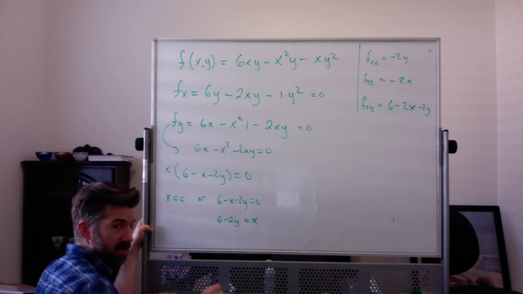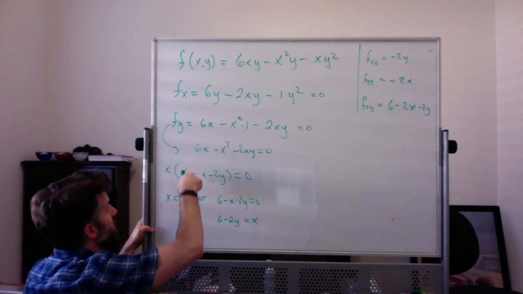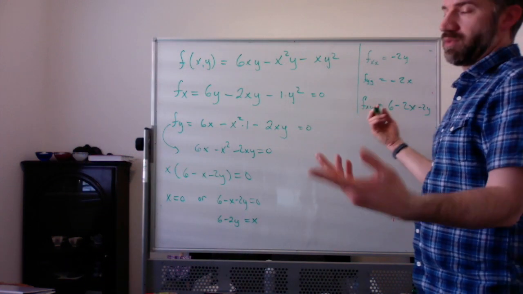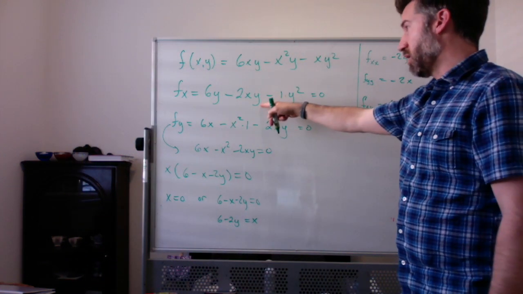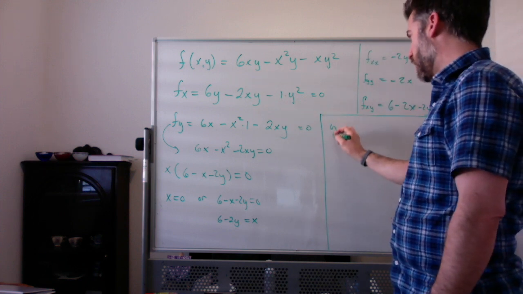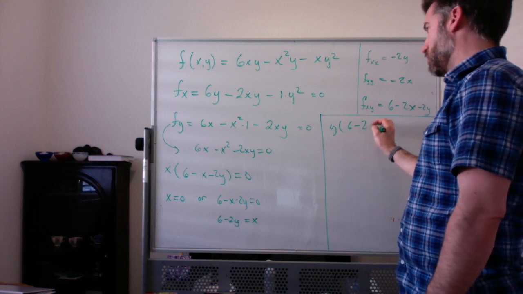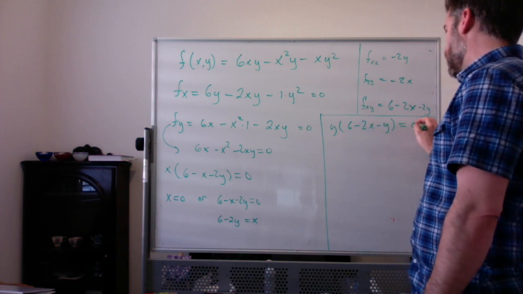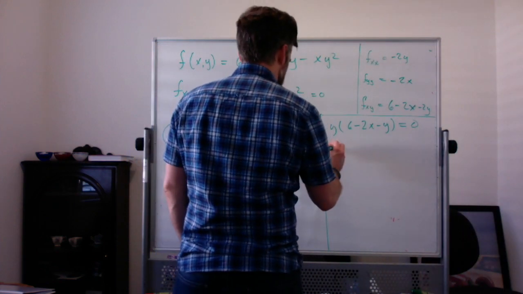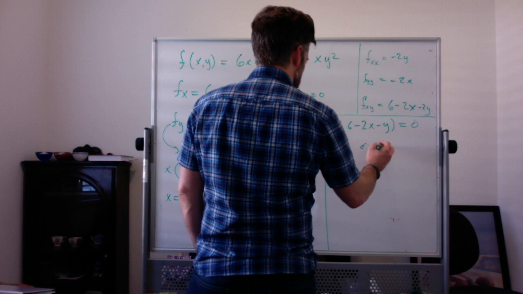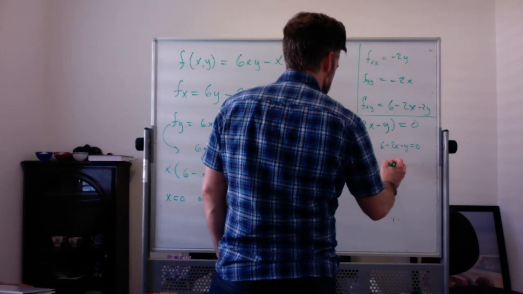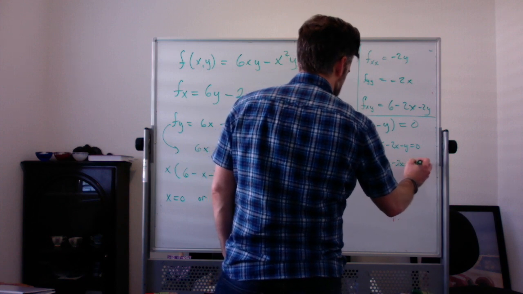Okay. Now again, these aren't critical points yet. These are just solutions to this second partial equal to 0. If we do the same thing here, I can factor out a y and say I've got y times 6 minus 2x minus y equal to 0. There definitely is some symmetry here between x and y. Don't sweat it. So here I get y equal to 0 or 6 minus 2x minus y equal to 0. Solving for y, you get 6 minus 2x equal to y.